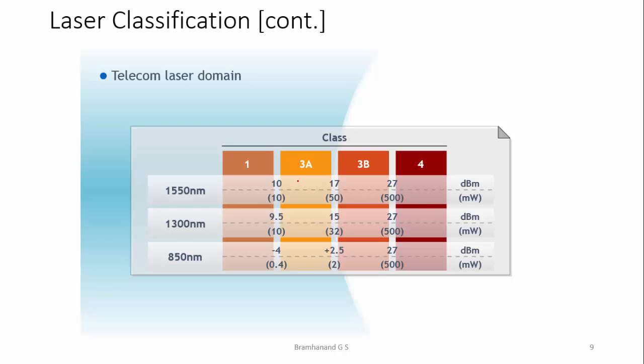The class 1 laser can also work on different wavelengths, and its output power varies depending on the wavelength. So this is a representation in dBm. Say, for example, class 3B and 4 lasers, if they work on 1550 nanometer, their output power is 27 dBm, which is equivalent to 500 milliwatts.